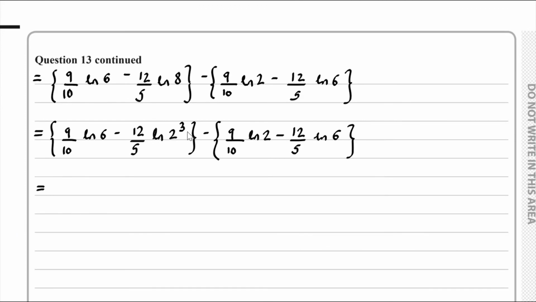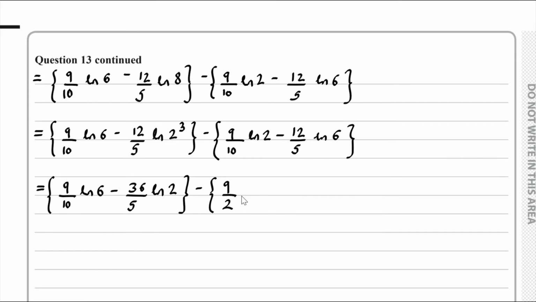So if we power slide this 2 to the front, here we have 9 over 10 times the natural log of 6 minus 12 over 5. Sorry, if I times that by 3, 12 over 5 times 3, that's 36 over 5. So we have 36 over 5 times the natural log of 2. That's our upper limit.